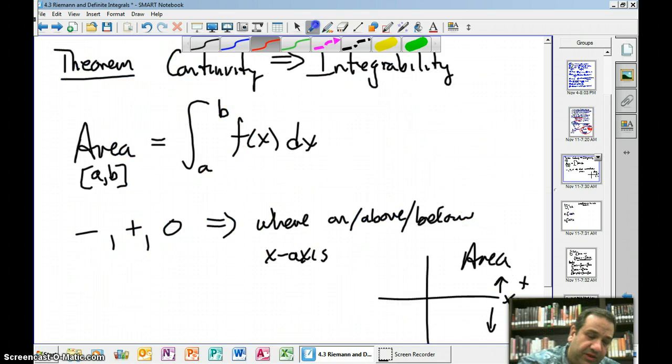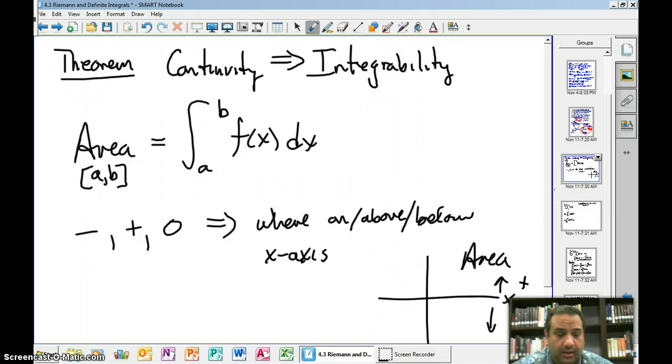A couple of things I should say before we start. There's a theorem that says continuity implies integrability. Did you hear that? Integrability. That means you're able to integrate if it's continuous on this closed interval, a to b. And when you're graphing these things, area above the x-axis is positive, area below the x-axis is negative, and area or lines on the x-axis could be 0, because you could have them equal out on top and bottom.